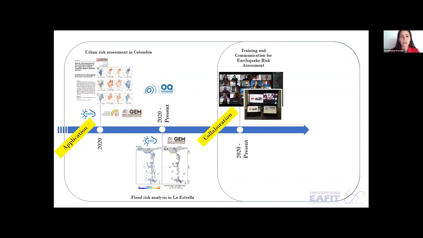2020 is also a year that I call collaboration. Peter mentioned before the TREC project, a beautiful project in which I collaborated a little. It is a training and communication project for earthquake risk assessment. During this project, we have had the opportunity to train people of very different nationalities on the use of OpenQuake. Also thanks to that project, I have been in touch with other colleagues, professors from other universities, especially from Central America. We meet every Tuesday morning and talk about how we can teach seismic risk in our universities and how we can use OpenQuake to teach our students. So I really enjoy my Tuesday mornings.